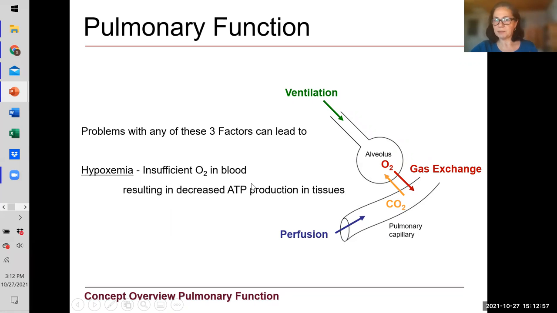If you can't make the ATP, then you can't pay for the sodium potassium pump. You can't pay for all of the processes that Dr. Doig talked about earlier in the semester when she talked about the damage that can happen from hypoxemia.